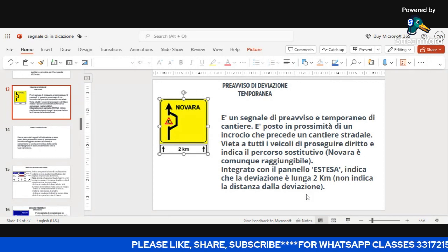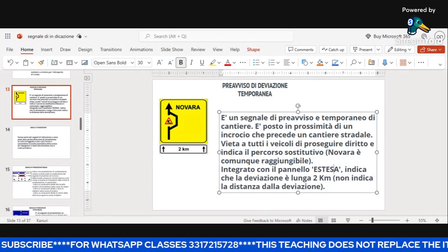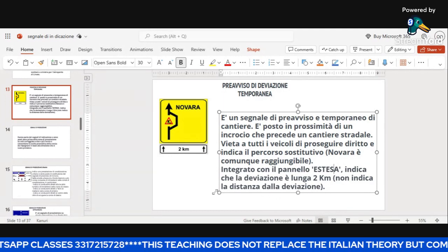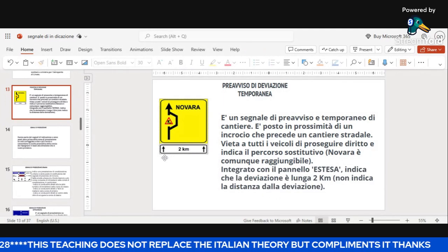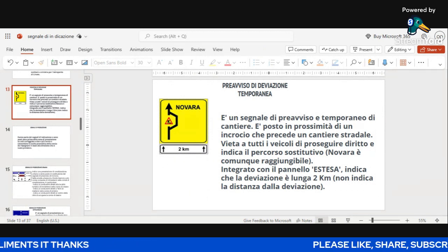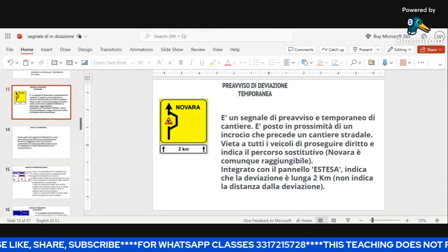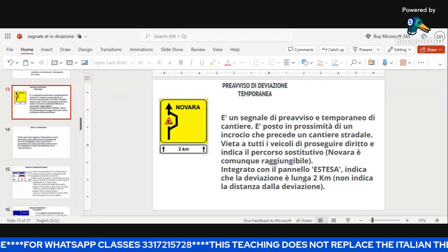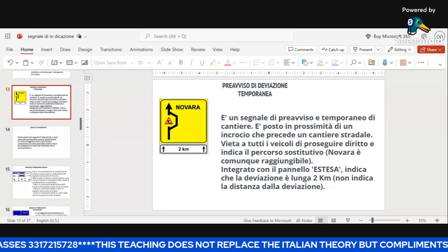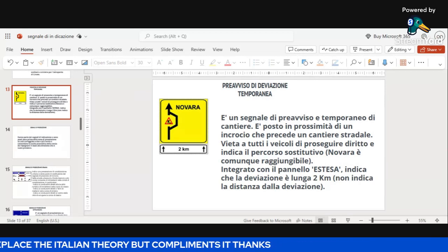Basta. Integrato con il pannello estesa, indica che la deviazione è lunga 2 km. Non indica la distanza della deviazione. Now, when you see this particular pannello integrativo, this one with 2 km written here, what does it tell you? This is the length of this particular place, not the 2 km distance. The stretch where this road work affects, the longness of this deviation. It affects 2 km part of the road.